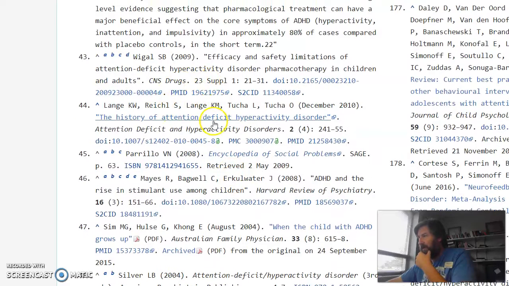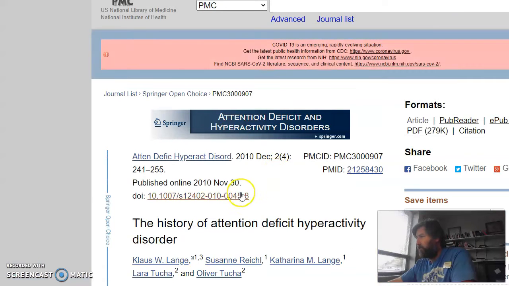This looks like history of attention deficit disorder, but that would be kind of hard. You're wanting multiple sources on this, so maybe that would be a good one, depending on what other sources you have and what other sources you have access to.